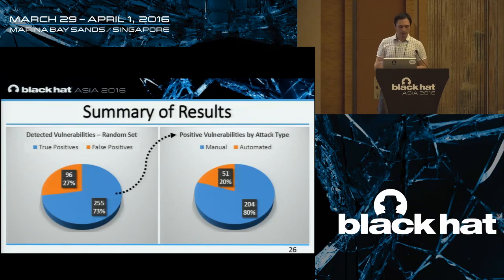So this is from the random set, and we found 255 working exploits. And when we look at these working exploits, 20% of them were actually automated. They didn't need any change, any modification. And the rest of them required some kind of modification.